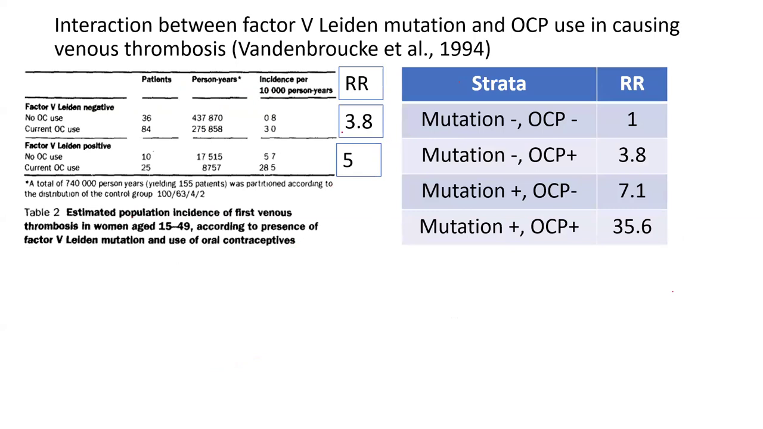Now, this is another example of an interaction of a mutation and OCP use in causing venous thrombosis. What you can see is that there are two strata, one where the mutation is negative, another where the mutation is positive, and you have the exposure OC use. So what kind is this, is it effect measure modification, this left side of the table, or is it interaction?